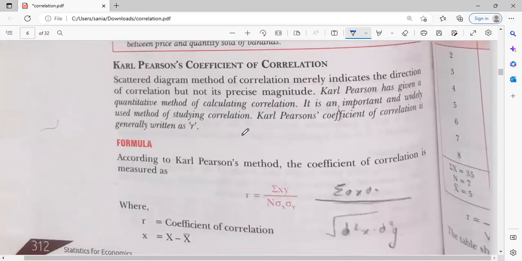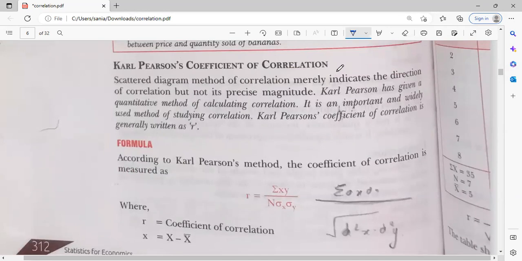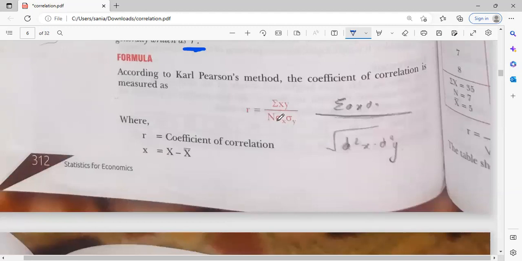Okay. Now let's do the next one, which is the Karl Pearson coefficient of correlation. So first of all, what is this? Karl Pearson has given a quantitative method of calculating correlation. It is an important and widely used method of studying correlation. Karl Pearson coefficient of correlation is generally written as r. Okay. This is the formula. r equals summation of xy divided by n into sigma x sigma y. This is the step deviation method, where x and y are deviations, and this is the formula for how you have to calculate.